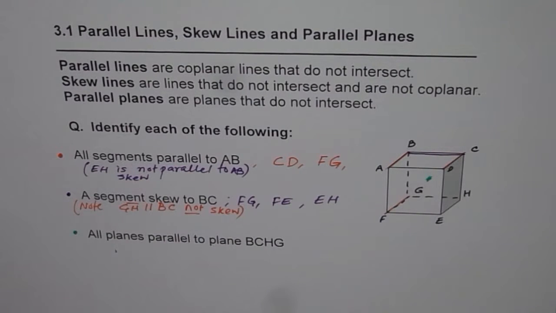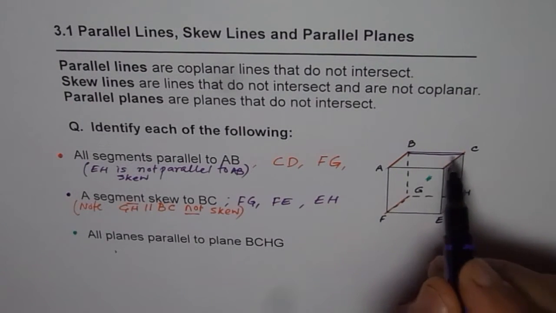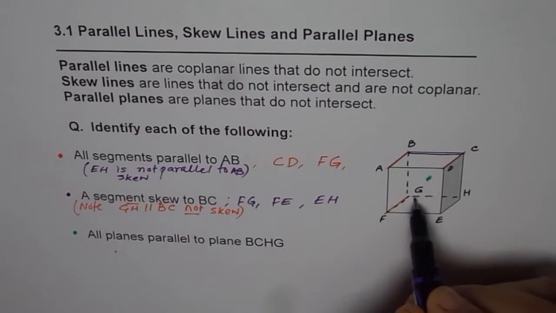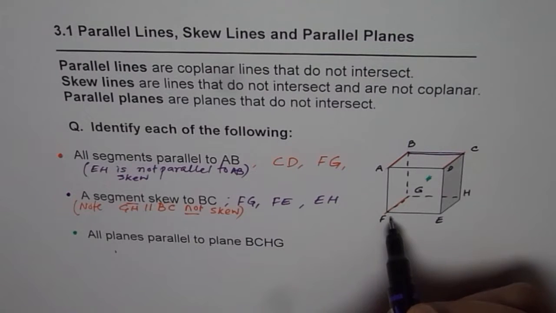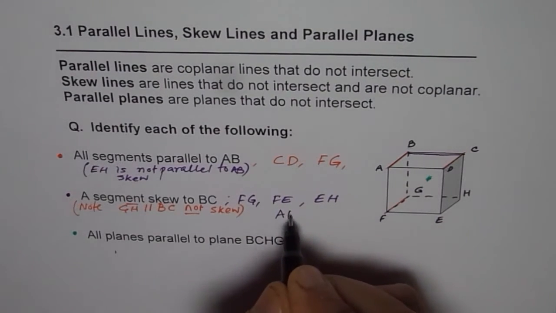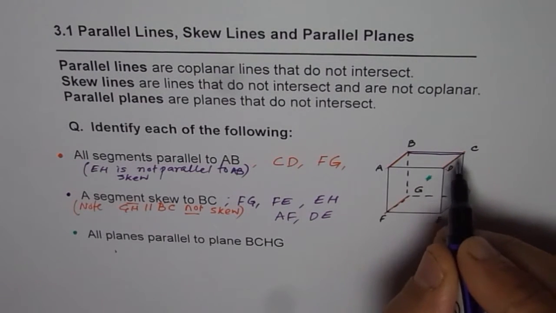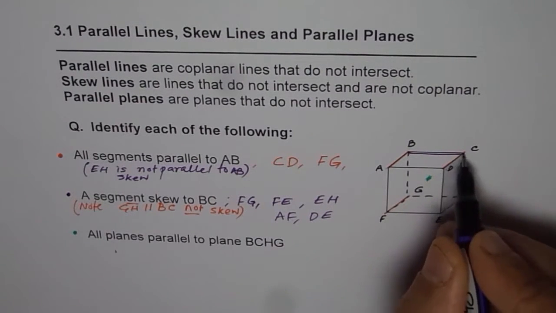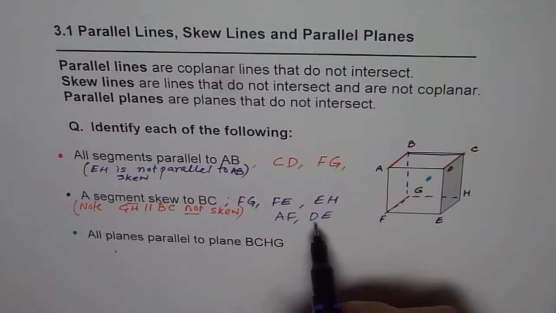Well, let's continue. There are more segments which are skew to BC. Now BC is also in the plane BCHG. Do you see that? So if you isolate a plane which is parallel to this, ADEF, you can figure out there are two other segments which could be skew. So AF and DE are also segments which are skew to BC. They do not lie in that plane, and nor will they intersect. Do you understand the concept? So these are all the examples of skew segments.